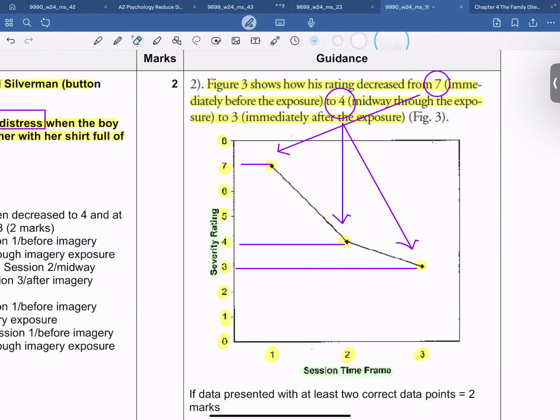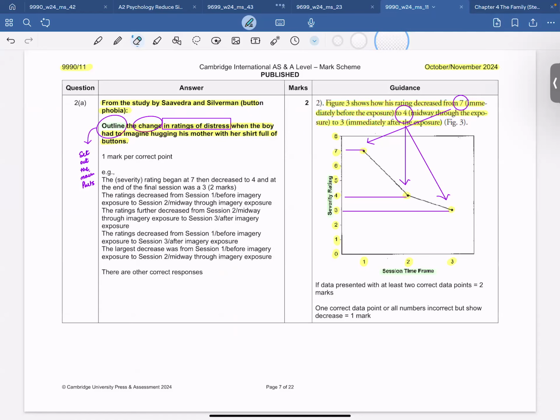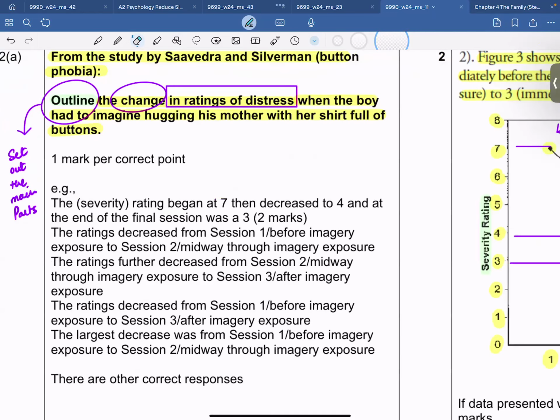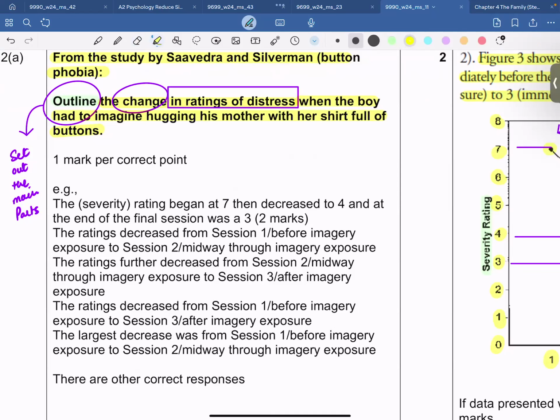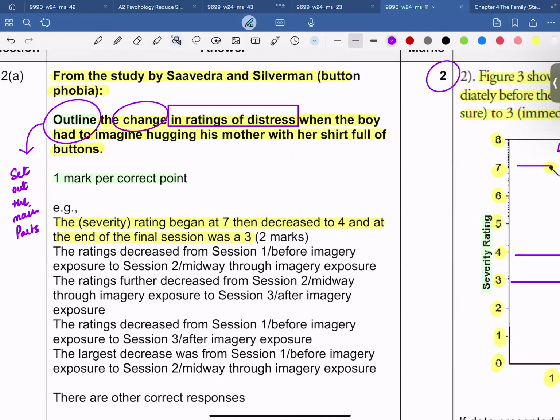Now, taking this ahead, let's read the example the examiner has provided: 1 mark per correct point. You're expected to outline. Remember, when the examiner uses the word outline, you need to set out the main points. If we speak about this example, the severity rating began at 7, then decreased to 4, and at the end of the session was 3. You just write this, and this is more than enough to help you hit a 2 out of 2. You're not missing out on any mark at all.